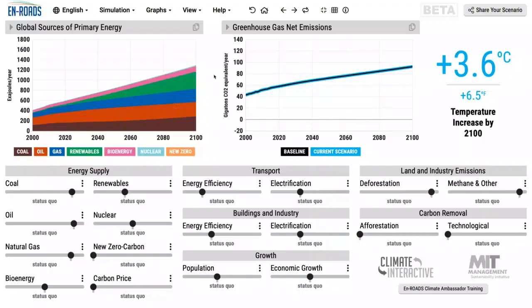The carbon dioxide bathtub. We're going to use En-ROADS to explore the complex relationship between emissions of carbon dioxide, removals from the atmosphere of carbon dioxide, and then the concentration of carbon dioxide in the atmosphere. We'll do it using En-ROADS and focusing on this first graph.